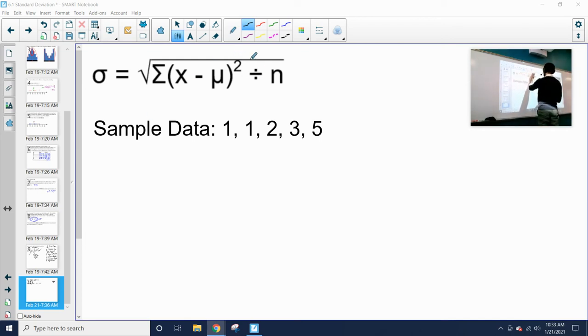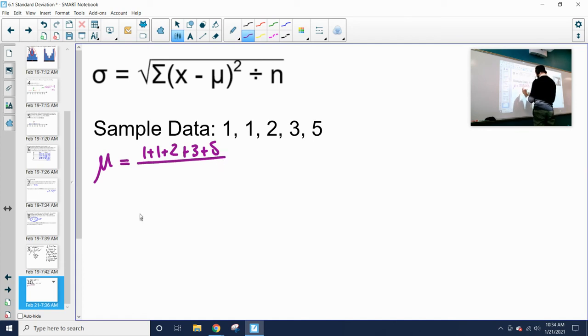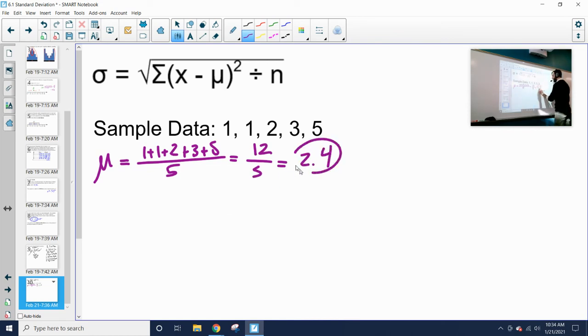So once again, step number 1, I need to find my mean. Looking at my data points, they are 1, 1, 2, 3, 5. So my mean, my mu, is going to be 1 plus 1 plus 2 plus 3 plus 5, all my points added together, then divided by the number of points there are, which is 5. So that gives me 12 if I add them all together, divided by 5 gives me 2.4. So that is my mean.